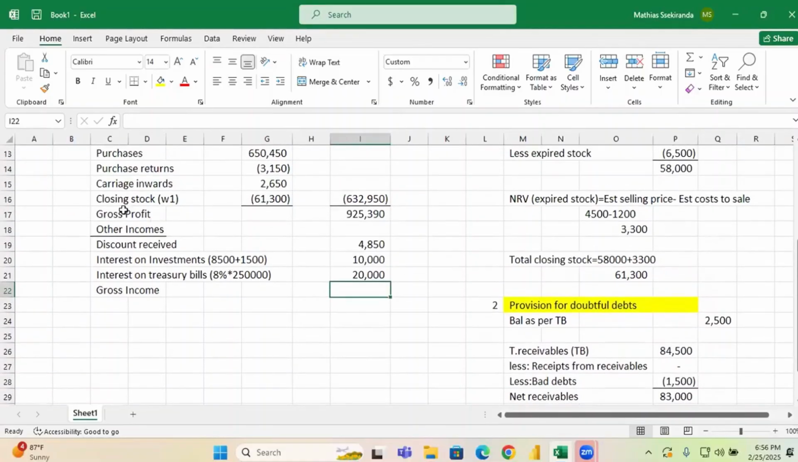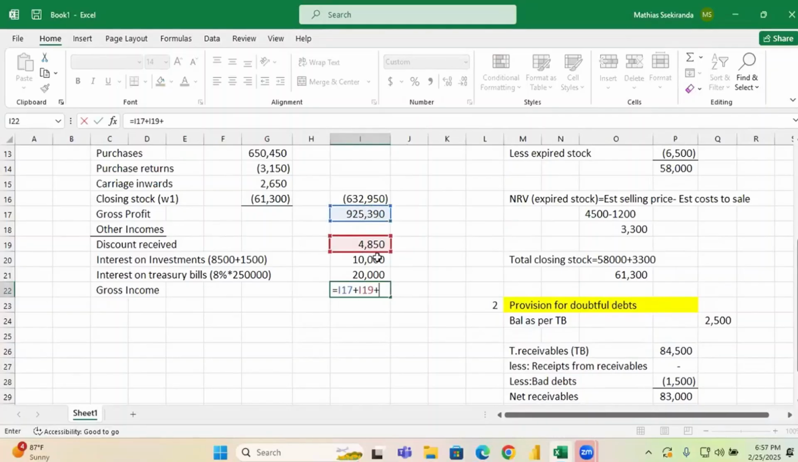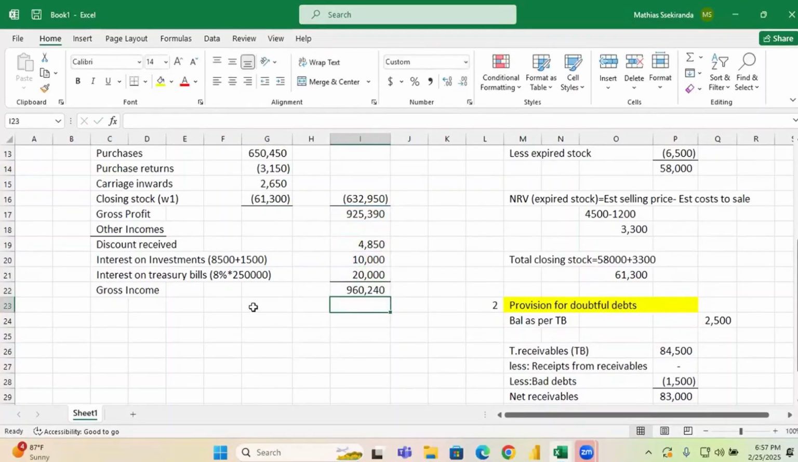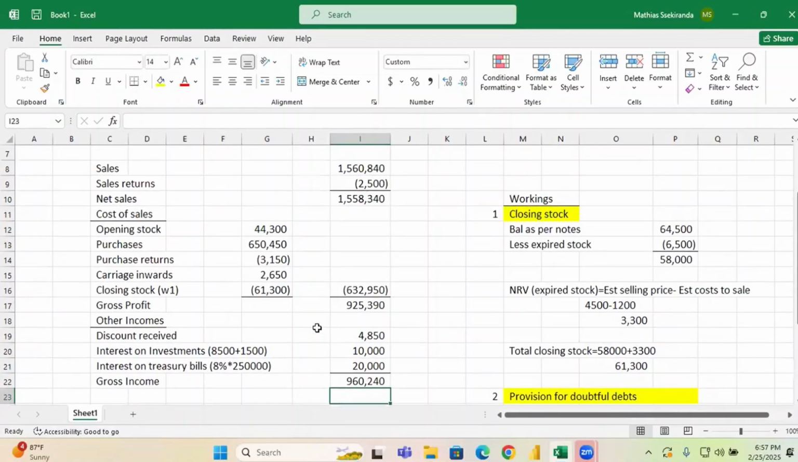So when you get gross profit and add on other incomes, we get what you call gross income.